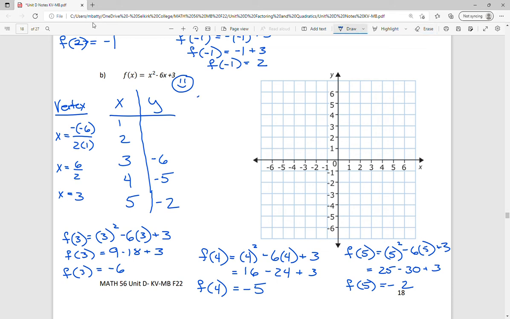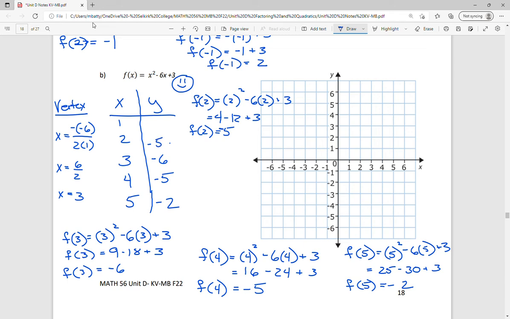So I'm going to do f at 2 next to complete this ordered pair here. And so I would do 2 squared minus 6 times 2 plus 3. I get 4 minus 12 plus 3. I get f at 2 equaling, what is that? 7 minus 12 gives me -5. Ooh, things are looking good.